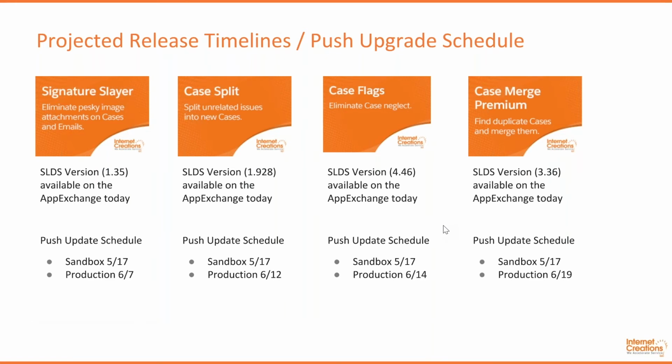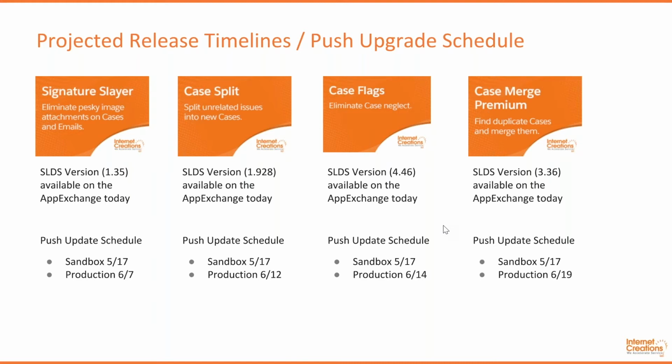All right, so Joe, talk to us about our projected release timelines. Sure thing, Howard. So we talked about 4 specific apps today: Signature Slayer, Case Split, Case Flags, and Case Merge Premium, all of which are Lightning ready. And we are planning to do a push upgrade for each of these apps coming soon. Our tentative push upgrade schedule is to push these out to all sandboxes on May 17th. So it's a little over 4 weeks from now.